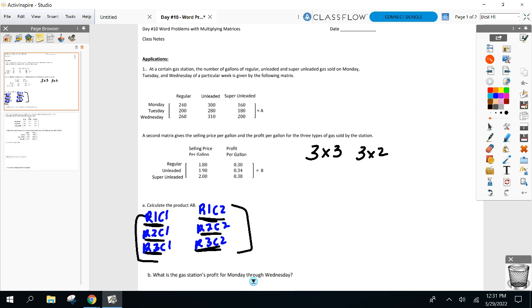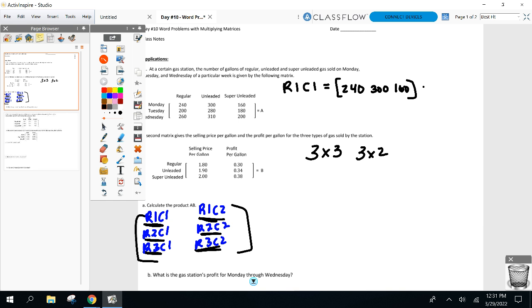All right, I'll do row 1, column 1 with you, how to figure out what value goes there. What numbers are in row 1? I got 240, 300, and 160. Times column 1. What numbers are in column 1? $1.80, $1.90, and $2. Be careful of your decimals here. So I'm going to do 240 times 1.80, 300 times 1.90, 160 times 2, and add them all together. All right, so I'll walk around.